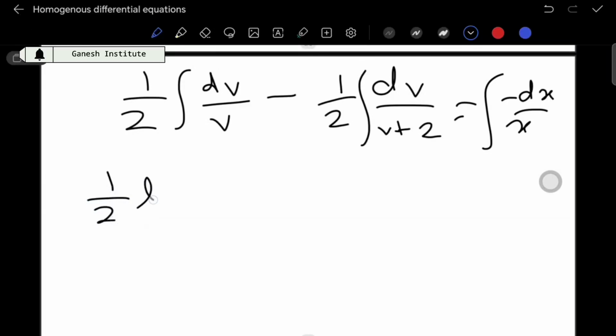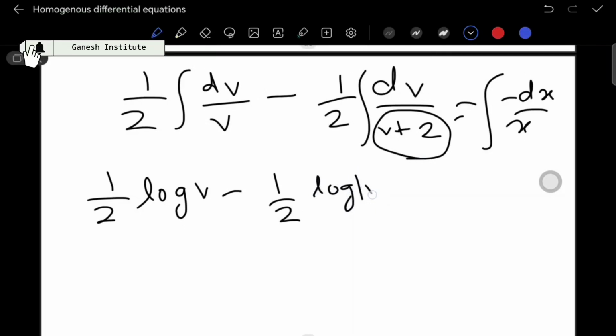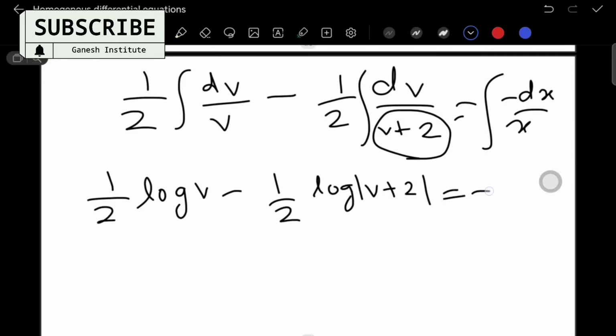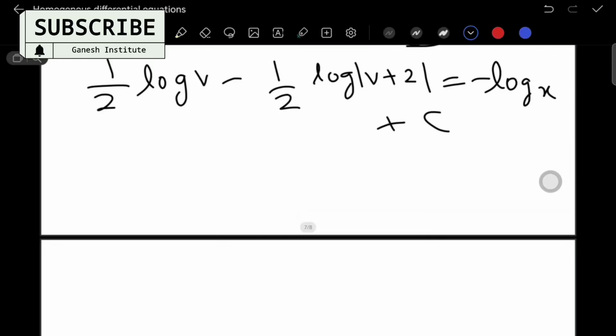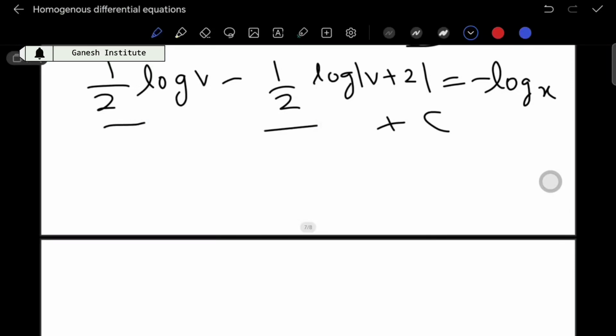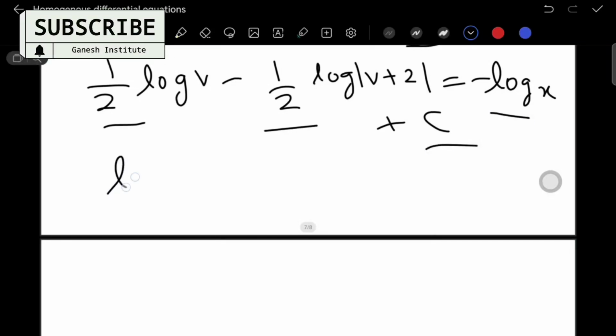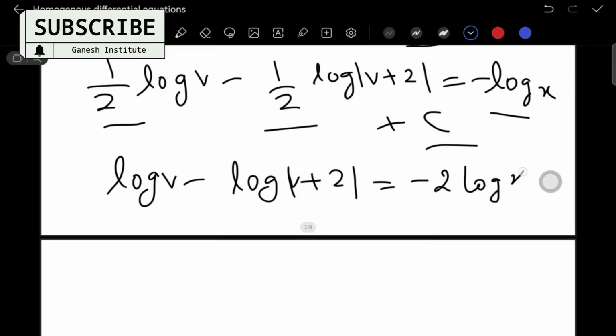So 1 by 2 log v minus, this is also 1 by x, so 1 by 2 again log v plus 2, and this is minus log x. Either you can consider the value of c as log c or only c, that depends on you. So now if I take this 1 by 2 common and take it to the right hand side, log v minus log v plus 2 is equals to minus 2 log x plus 2c, right?